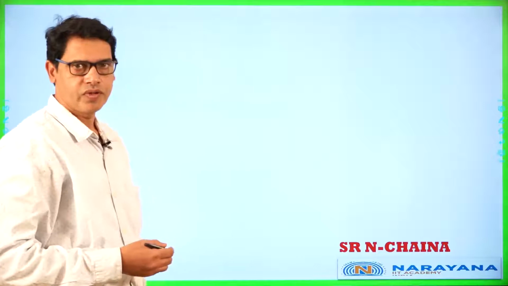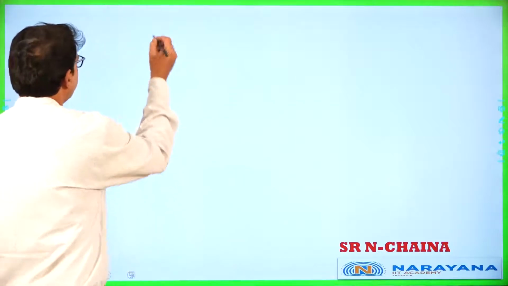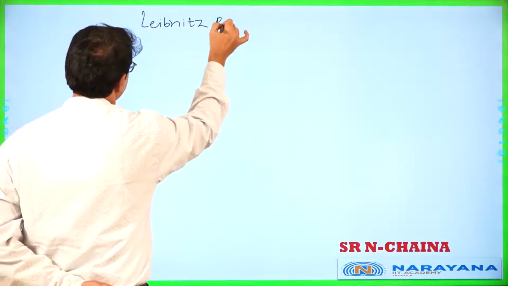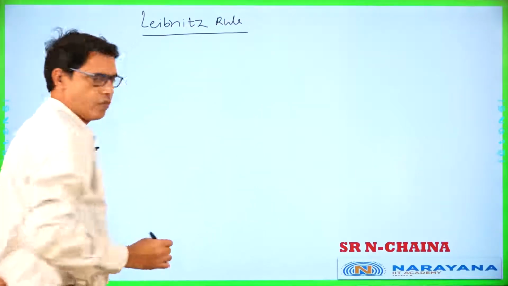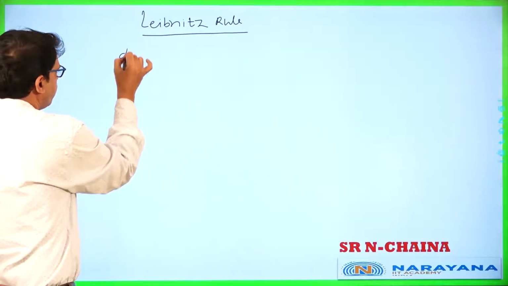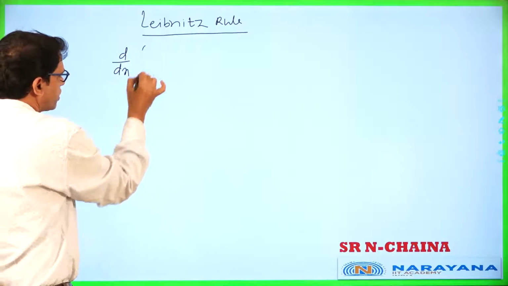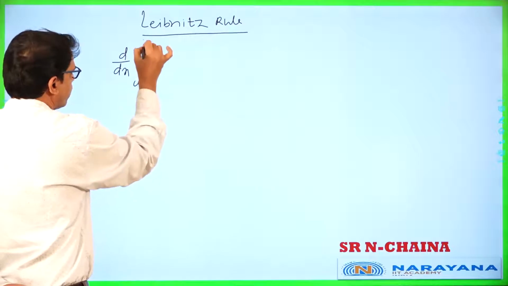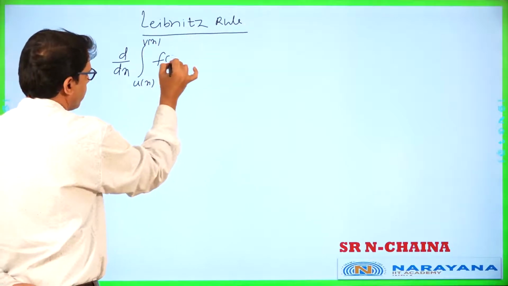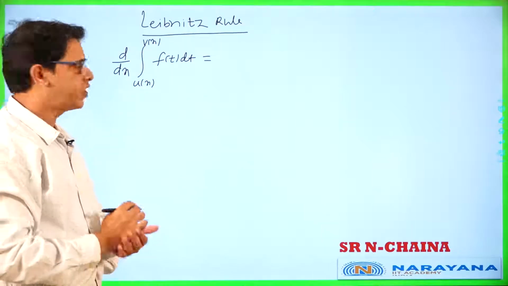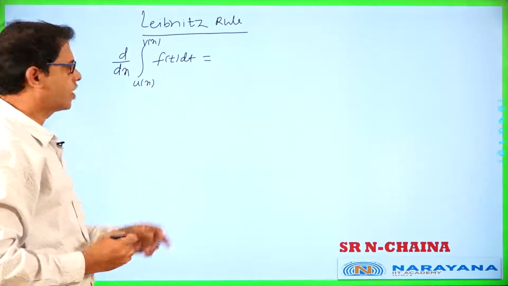So first, Leibniz rule, an important one. What is the Leibniz rule? d by dx of the integral with limits u of x to v of x, f of t dt.